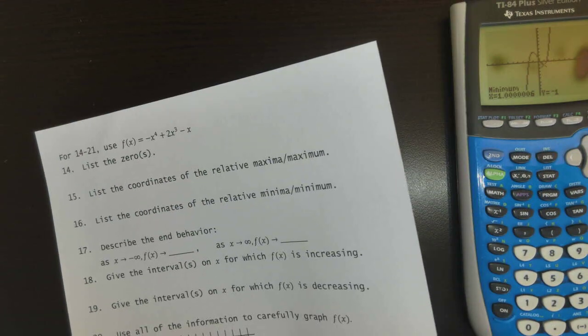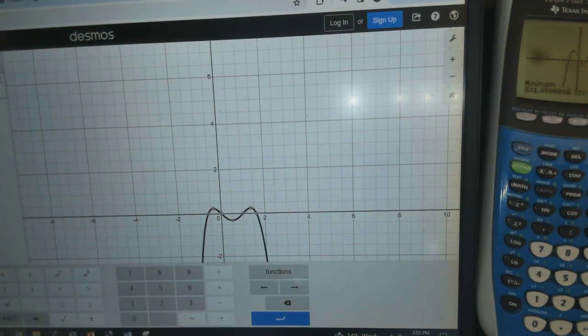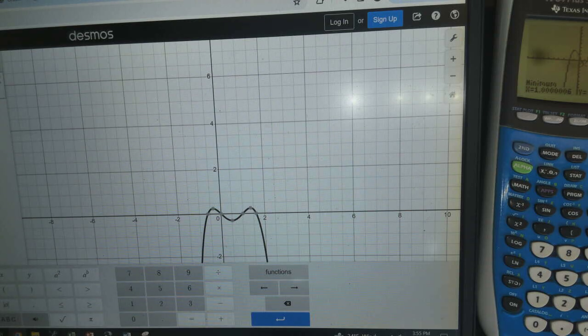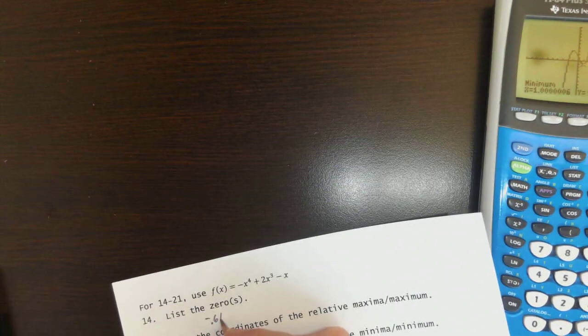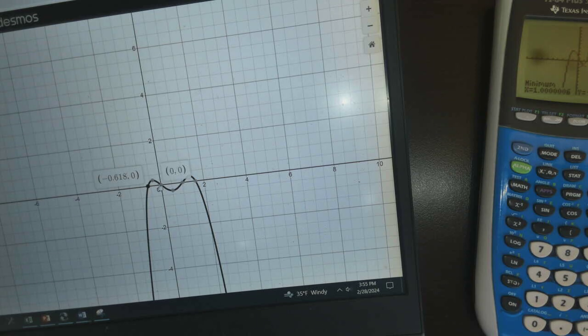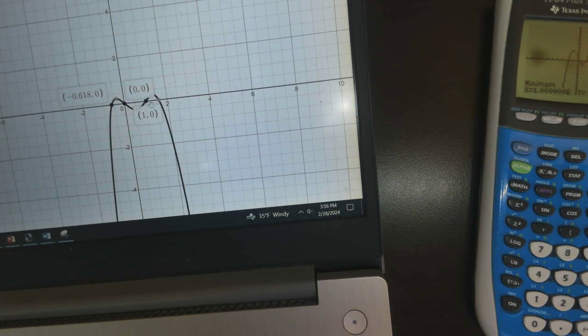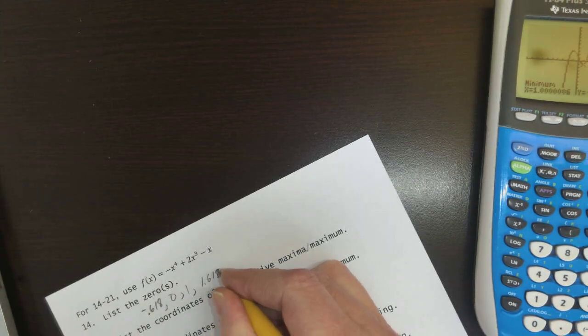All right. This next one, I have typed that in already. So I'm going to list the zeros. I got that typed into Desmos. Where is that mouse? There it is. Okay, negative 0.618. Zero goes through the origin. This one does. I might just do this here. That's 1, and that's 1.618. Let's do 1 and then 1.618.